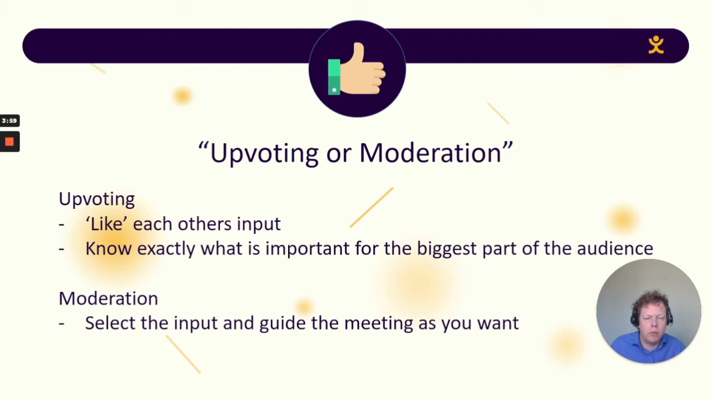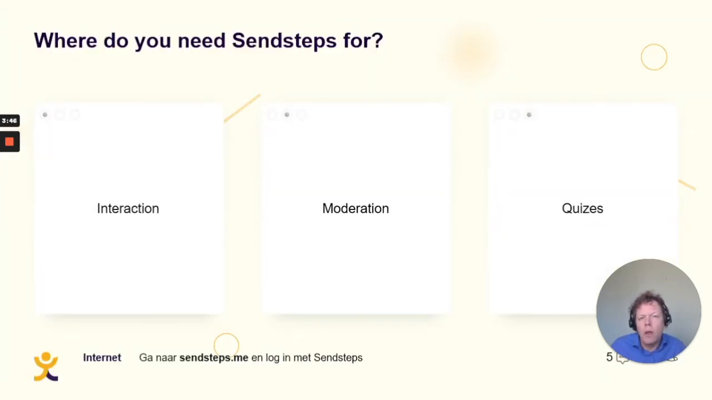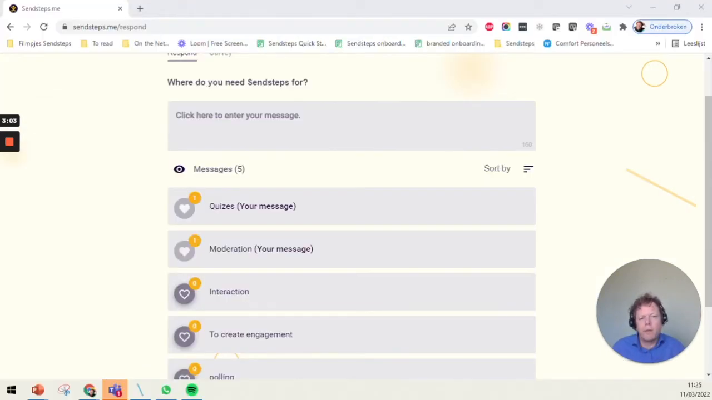So with upvoting, you present a question like here, where do you need Sendsteps for? And people can send in answers. You see them up on the screen one by one in a kind of carousel where everything passes by, and the audience can see what people send in. Then they can go to their device. The device shows all answers, and all answers with a heart in front.